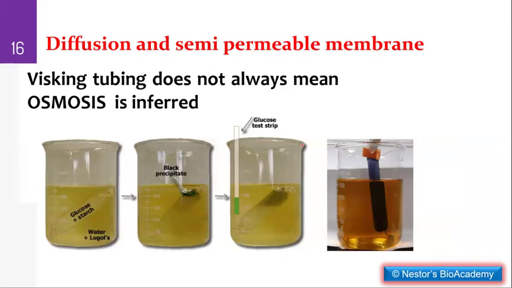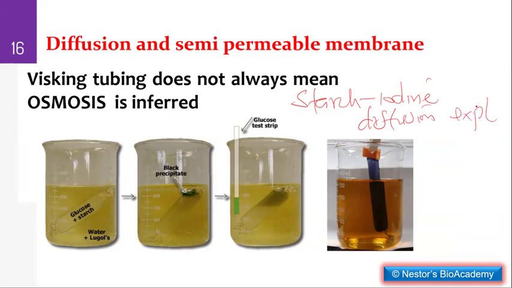A very common experiment you're likely to encounter is what I will refer to as the starch iodine diffusion experiment. Here we use a starch solution, we use iodine solution, and we mostly use Visking tubing. Visking tubing, remember, is a semi-permeable membrane.